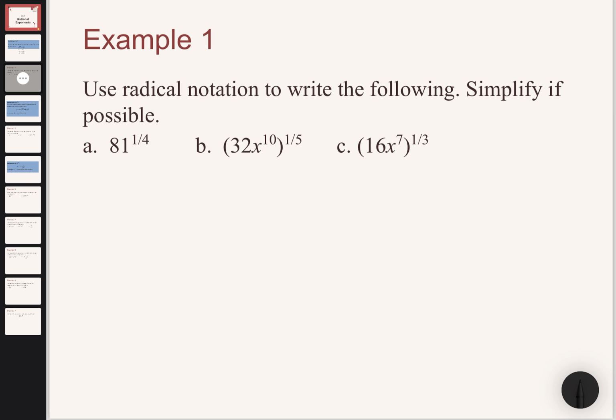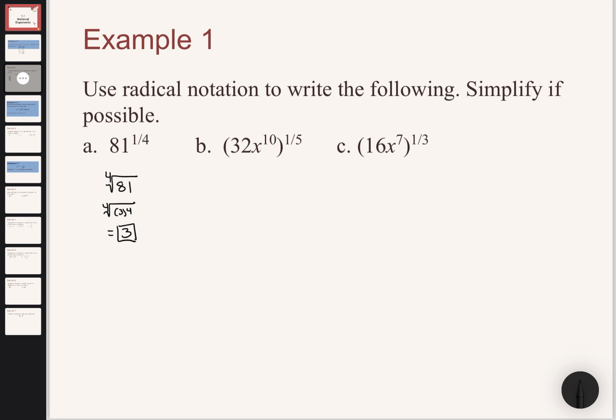All right, example 1. Use radical notation to rewrite the following. Simplify if possible. So 81 to the 1/4, all right, our notation would say that would be the same as the 4th root of 81. Can I simplify that? Is there some number that when multiplied by itself 4 times equals 81? Well, I could rewrite this as 3 to the 4th, right? 3 times 3, 9, times 3, 27, times 3, 81. So our simplified answer here would just be 3.